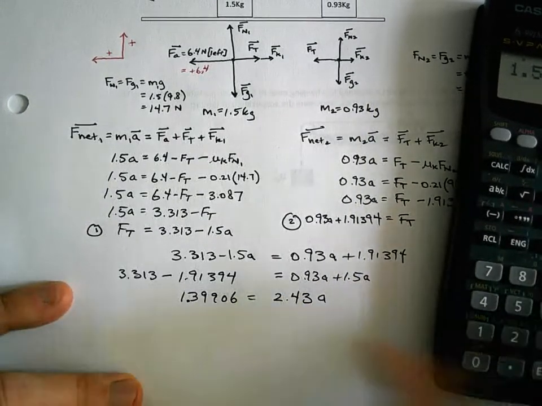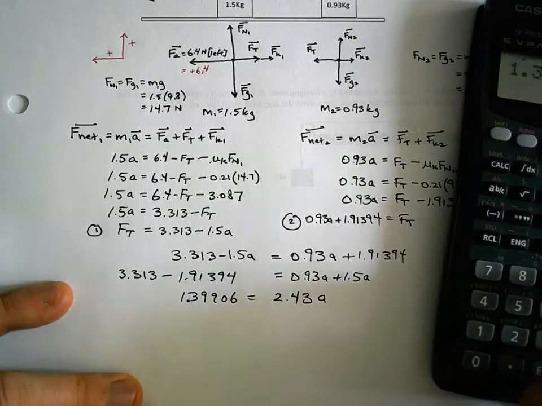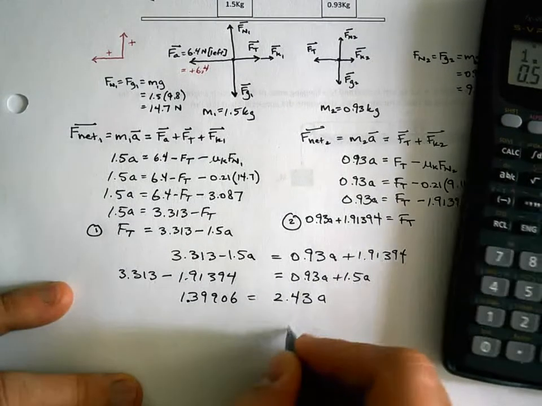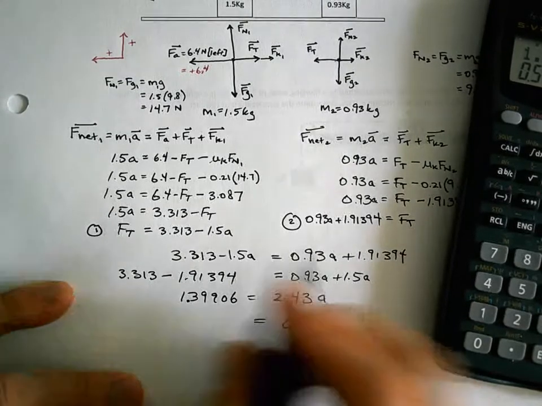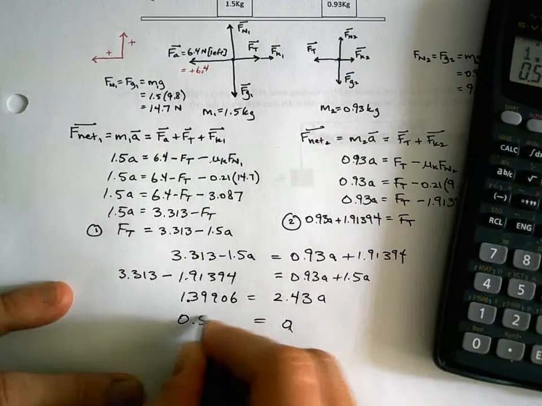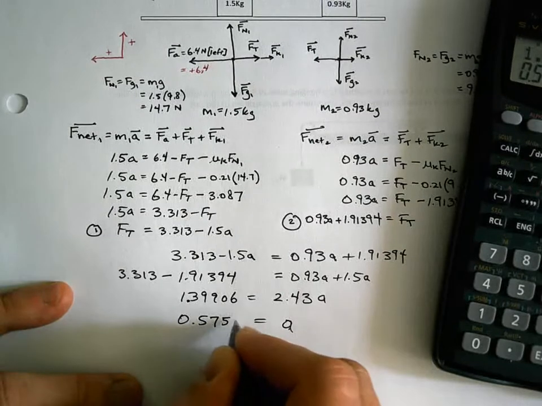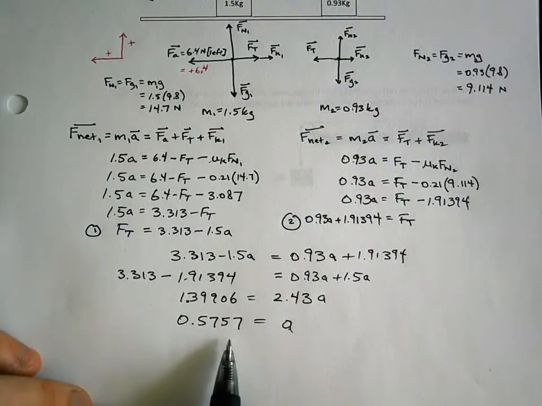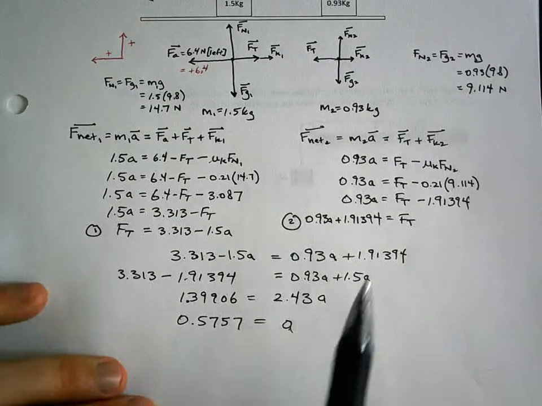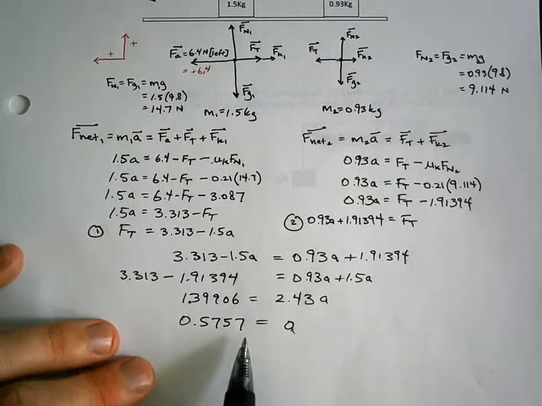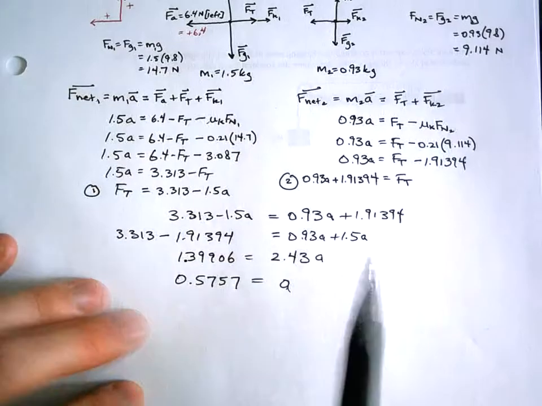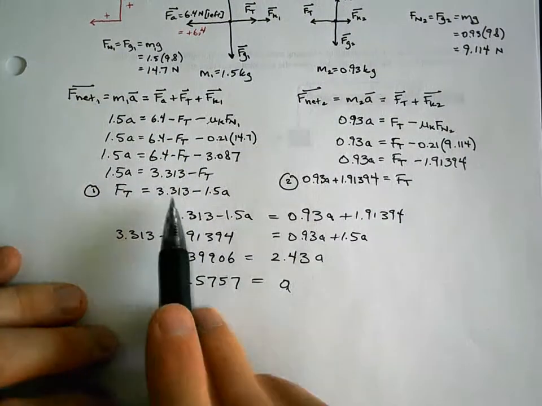So then I can divide 1.39906 divided by that answer, and I get a is equal to 0.5757. Great. I found out the acceleration of both blocks. What was it asking for? This question wasn't asking me for acceleration. It was asking me for the tension in the rope. So just like last time, I'm going to have to revisit one of these two equations and solve for Ft.